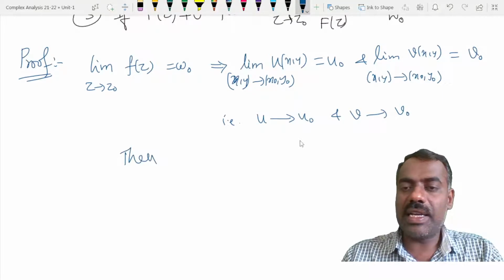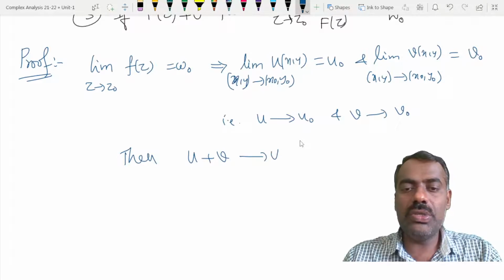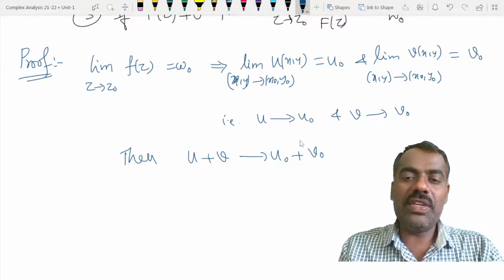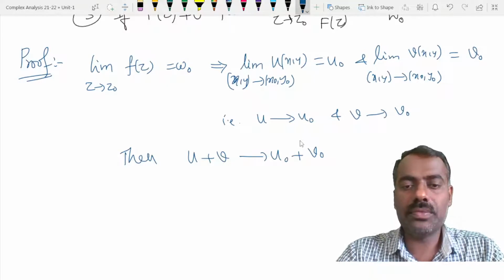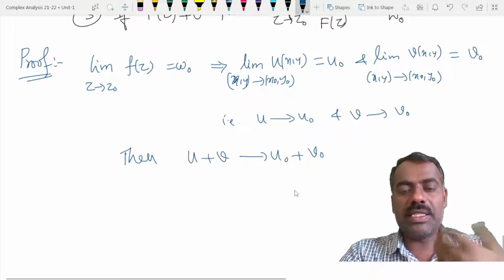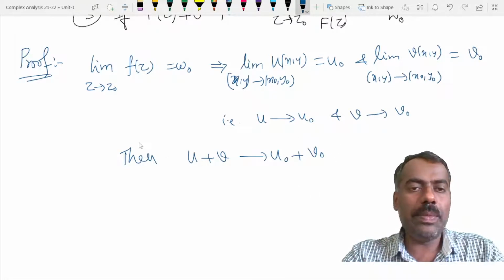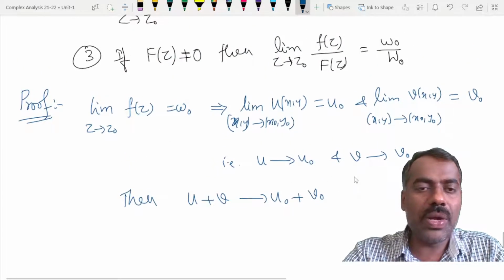Then, using calculus, what do we know? We know that u plus v tends to u naught plus v naught, u minus v tends to u naught minus v naught, and so on. Is this clear? Similarly, for the product, all those things we know about u and v very well now: the algebra of limits of u and v.